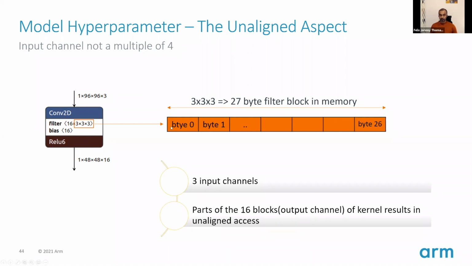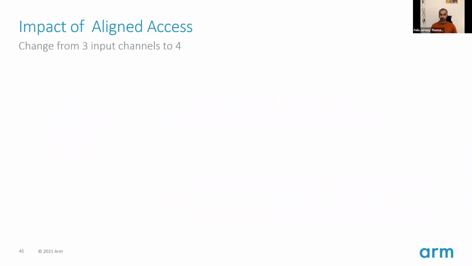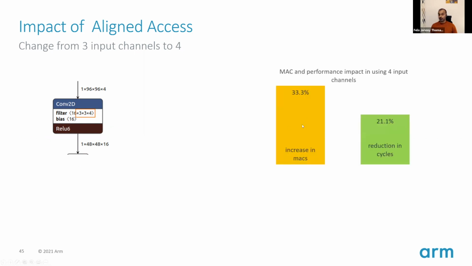For this example, we're talking about 1 million MAC operations. Now, if we change the number of input channels from 3 to 4, it's like this. This basically results in increasing the MACs by 33%. So you started with 1 million MACs, and now we're talking about close to 1.3 million MACs. But despite that, it resulted in a 21% reduction in cycles, and that is a significant number of cycles.